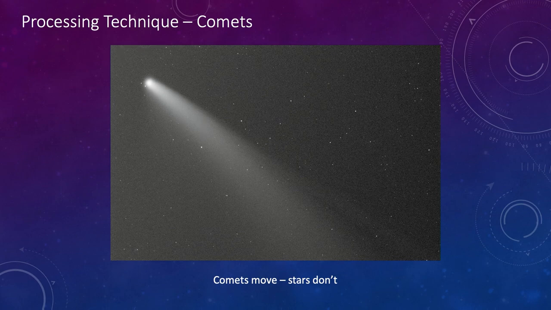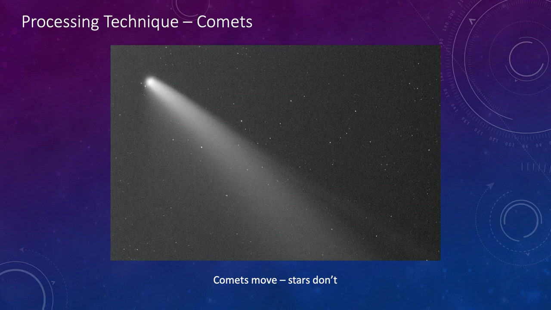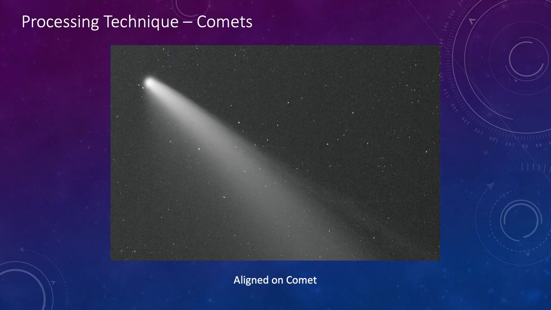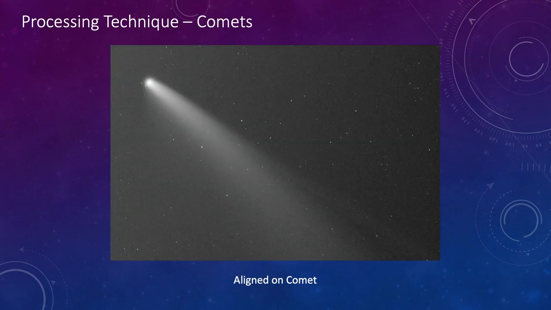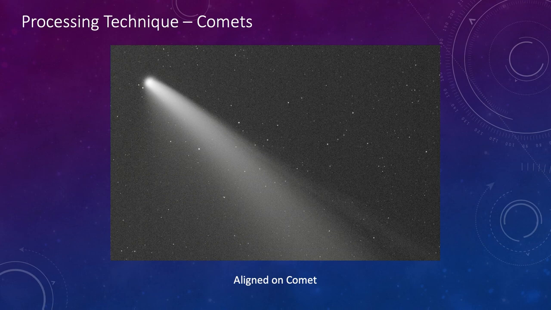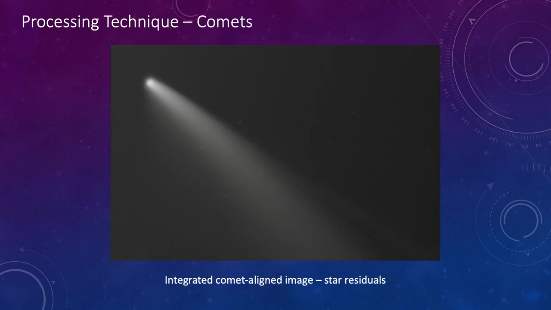As we know, when we shoot a comet, the comet moves. Now, this is NEOWISE from a while back. And if we want a sharp image of the comet, we're going to register those same images on the comet, and now the stars move. So we'll try to integrate those and hope that our pixel rejection algorithm works well and doesn't give us something like this, but it always does. We end up with the image of the comet sharp, but we've got star residuals in there.